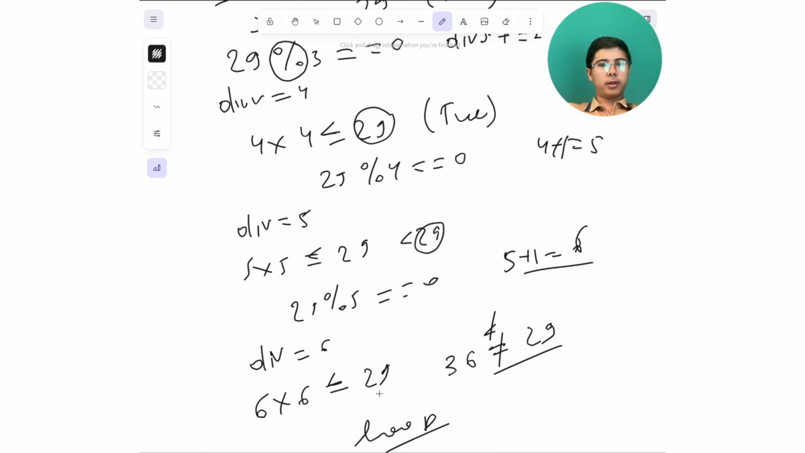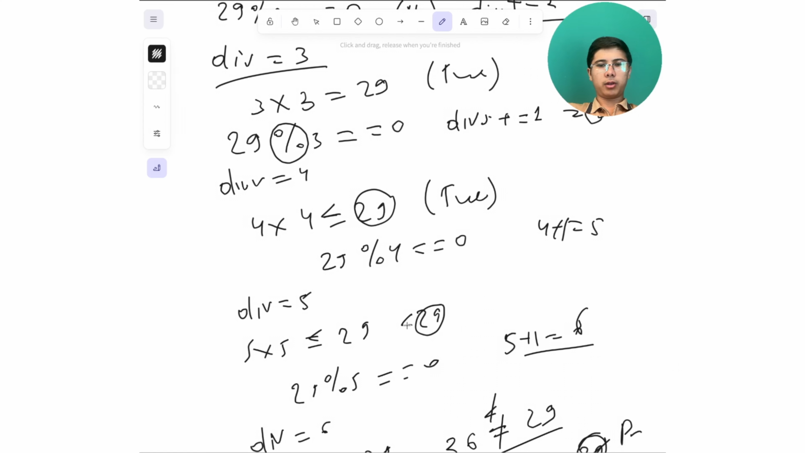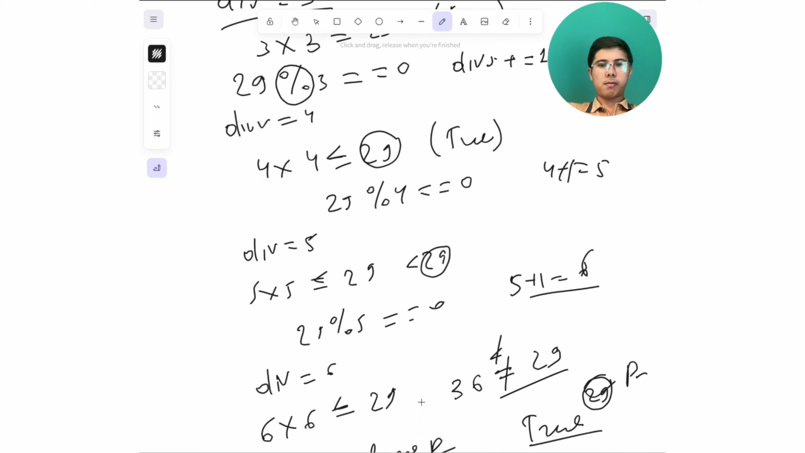So the loop finishes and no divisors were found. The code returns true, which means 29 is a prime number. If the modulo result is exactly equal to 0 at any point, then we can say this is not prime, this is a composite number, because it is divisible by something other than 1 and itself.